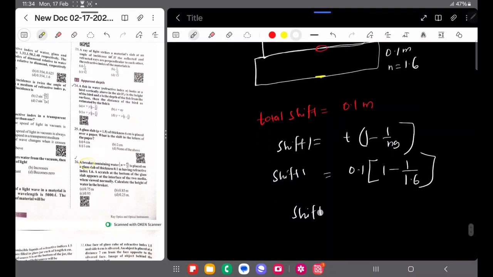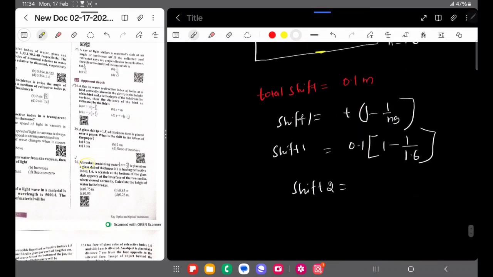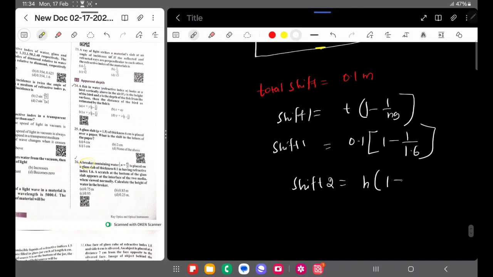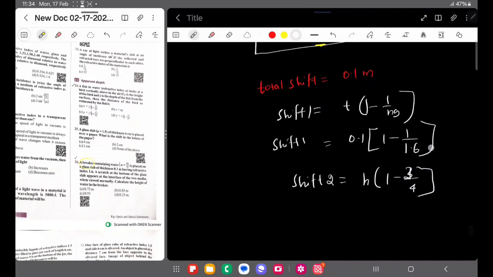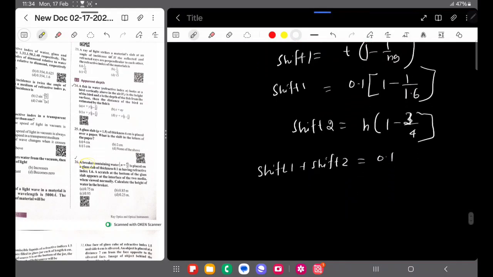Similarly, shift because of the presence of the watery medium, I can call this shift 2. We don't know the height of the water column. Let me call the height of the water column h. It's unknown, that's what we have to calculate. So h into 1 minus 1 by n water. We know that the refractive index of the water is 4/3. It's very clearly given. So the total shift is equal to 0.1. So shift 1 plus shift 2, if you add this, that should manifest to 0.1 meter.